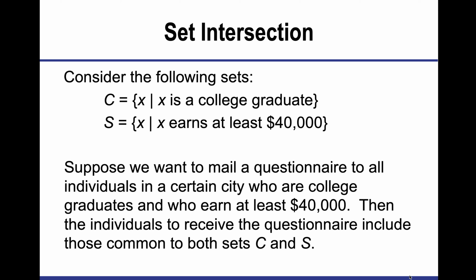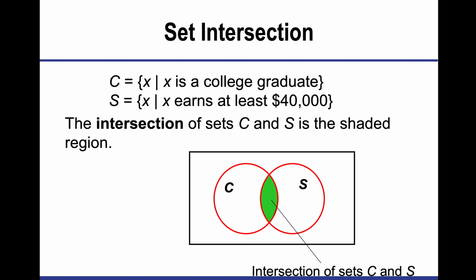The first set is going to be college graduates, and the second one is going to be earns at least $40,000 a year. So suppose we want to take a survey and we're going to mail out questionnaires to individuals in the city who are college graduates who also earn at least $40,000. So these individuals that get the questionnaire would be common to both set C and S. So the intersection of C and S is who I'm trying to reach. I'm not trying to reach college graduates that make less than $40,000 over here. I'm not trying to reach students that earn less than 40,000 over here. So the intersection would be that shaded region.